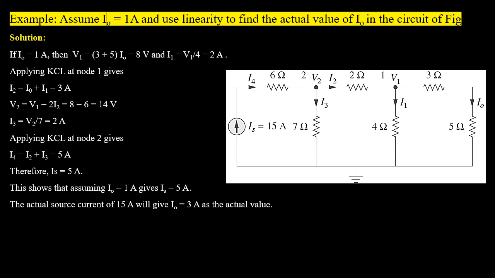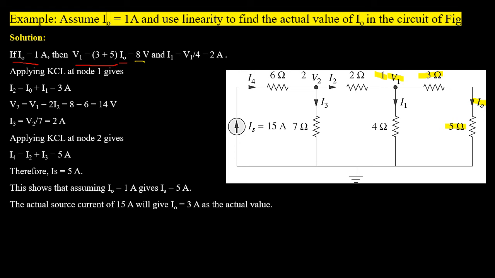Now in another example, let I0 equal 1 ampere and use the linearity property to find out the actual value of I0 current. We will start analyzing the circuit from the output end, or from the 5 ohm resistor. Now if I0 equals 1 ampere, then V1 will be equal to 3 plus 5 multiplied by the current I0, and this will give us V1 of 8 volt. Now with node 1, we have 2 resistors of value 3 ohm and 5 ohm which are connected in series, and current flowing is I0.